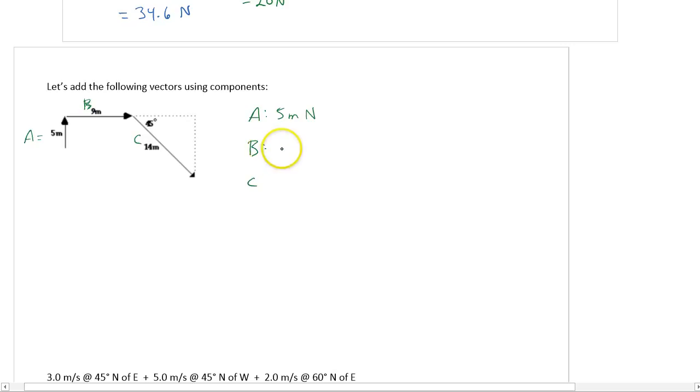Pardon me, B is 9 meters. Which direction is that? East. Always have to think about that east and west. And now C is the bit of the tougher one. This one is 14 meters. And now we have to think about what that direction is.